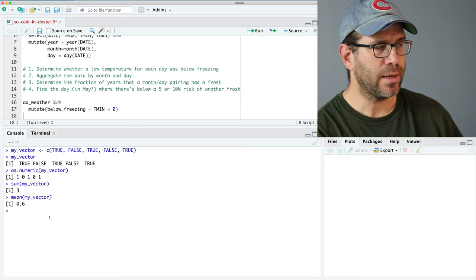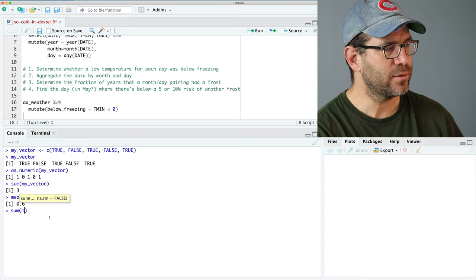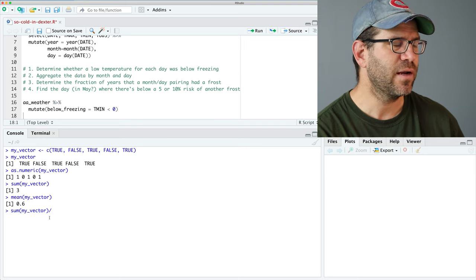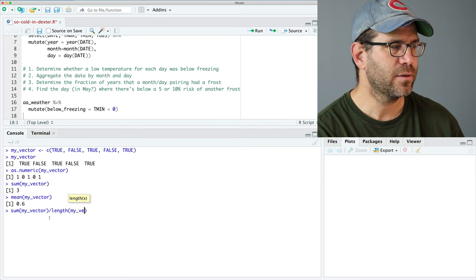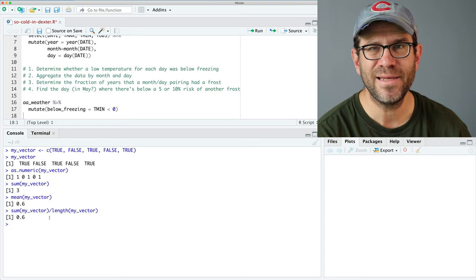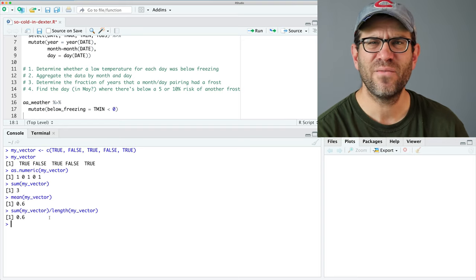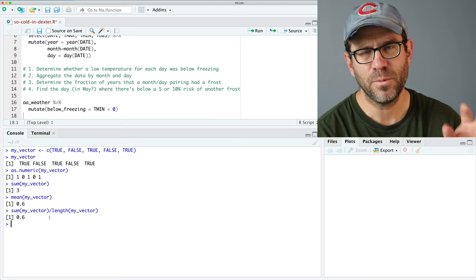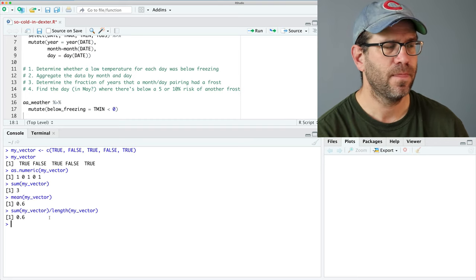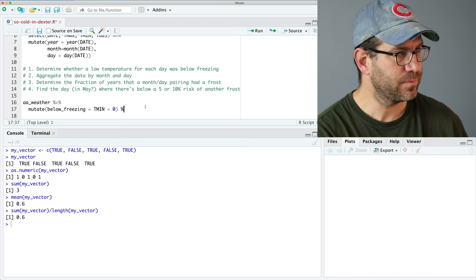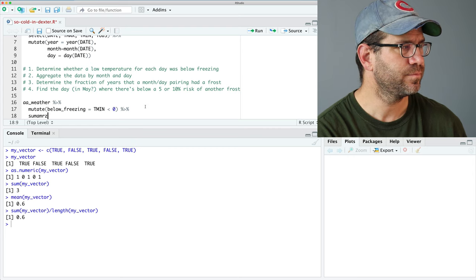We could think of sum(my_vector), say we forgot about the mean function, divided by length(my_vector) to get the same thing. But mean is a lot easier. And if you do have an NA value, then I believe the mean function will perform a little bit better anyway. Okay, so let's go back to our example, and let's add to the end of this a summarize.